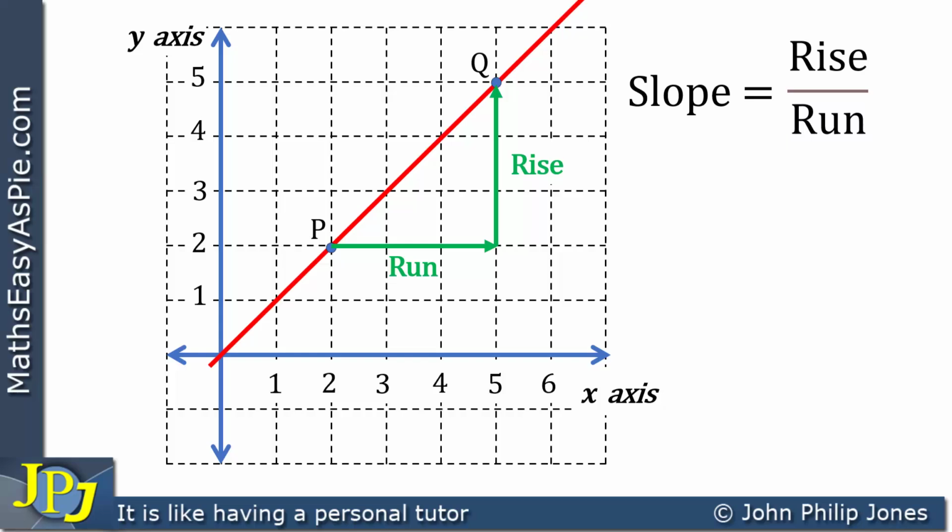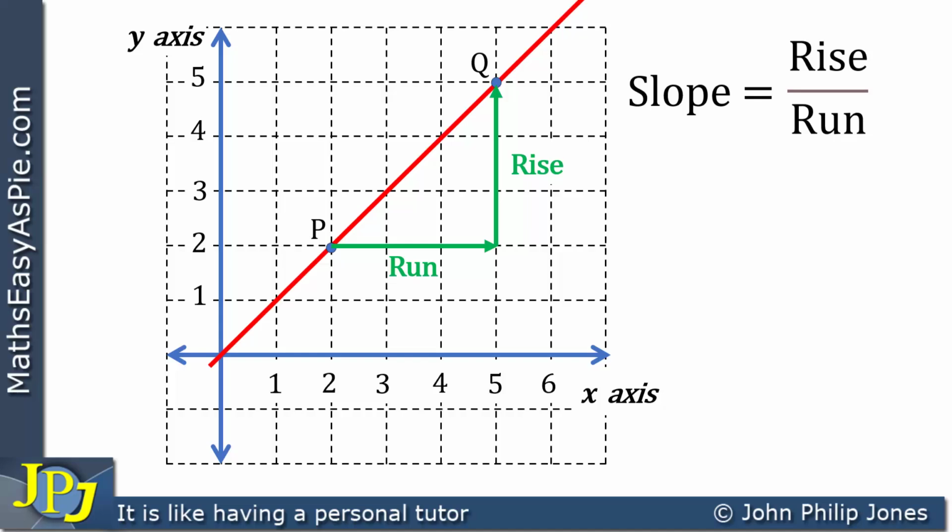Now if we consider the run, we start at this point and we go 1, 2, 3. So the length of the run is 3 units. Of course we can calculate the run by considering the points on the x-axis, which means we subtract from this 5 this 2, which will give us 3. If we consider the rise, we start at this point and we count 1, 2, 3. So the rise is 3.